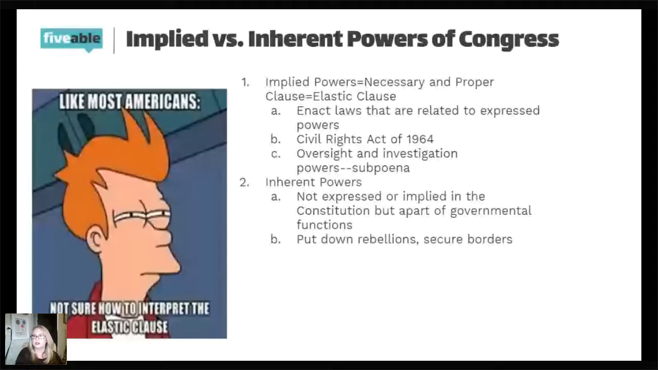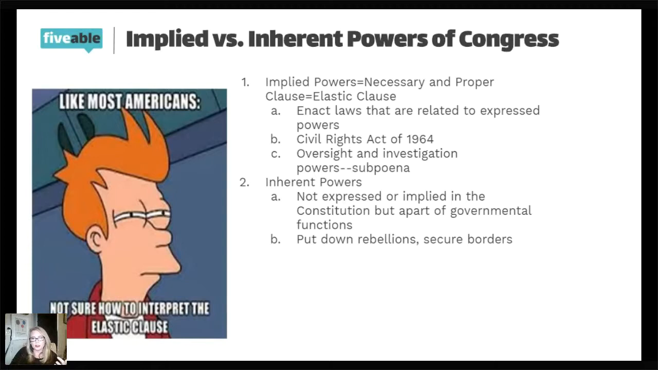Okay, I've got a question. Okay. Yeah, very good. So an implied power would be what the money is going to look like. It doesn't say that in the Constitution, but it does say that they can coin money. Okay, good. Very good, Dakota.